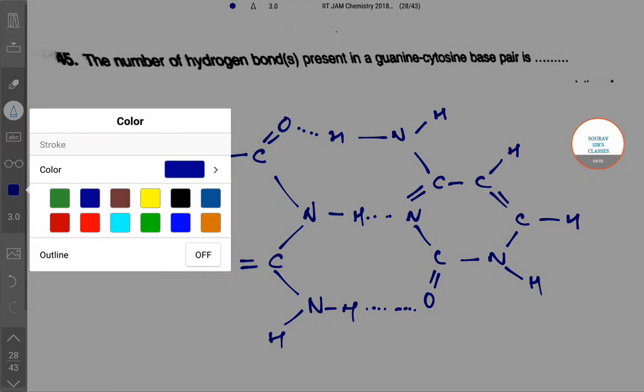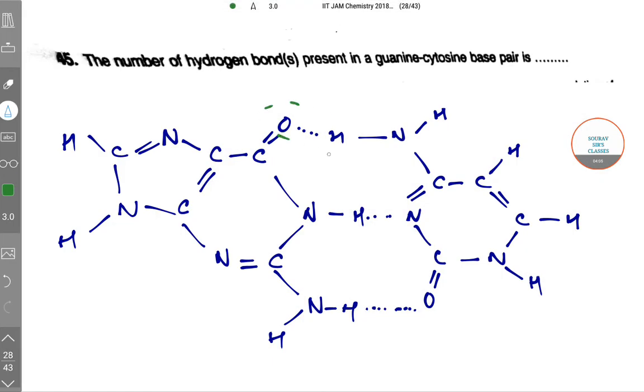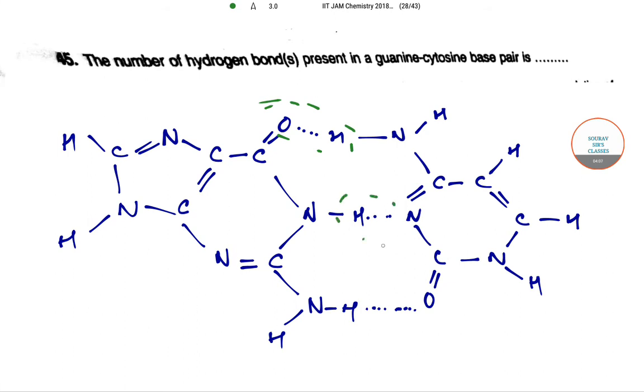So there is 1, 2, and 3 hydrogen bonds present in the guanine cytosine base pair. So the answer is 3.